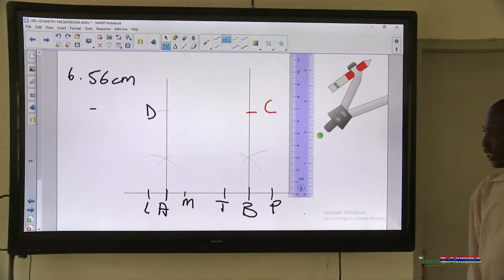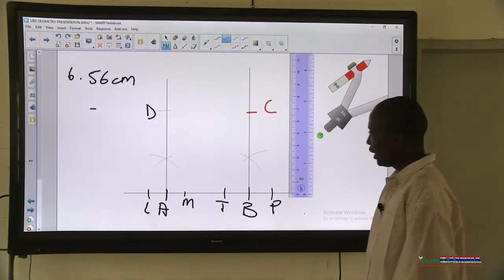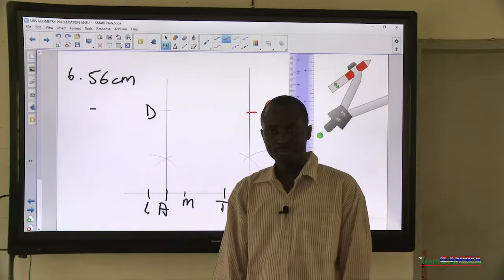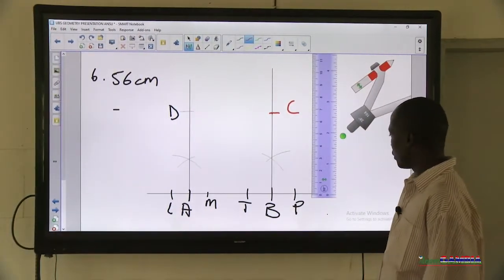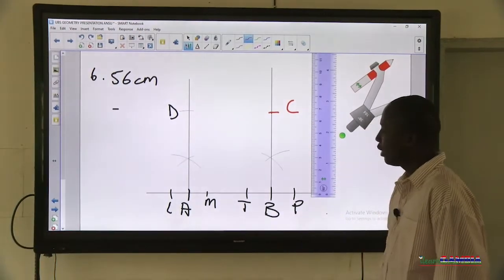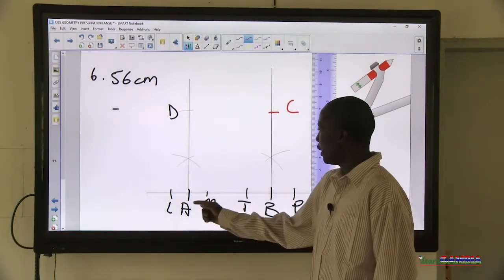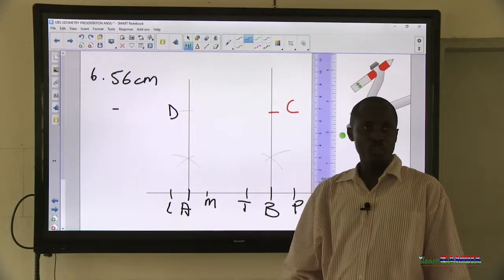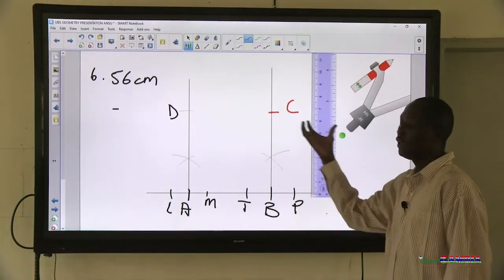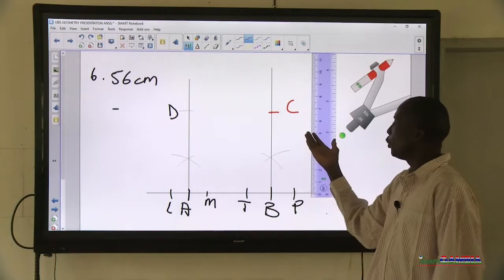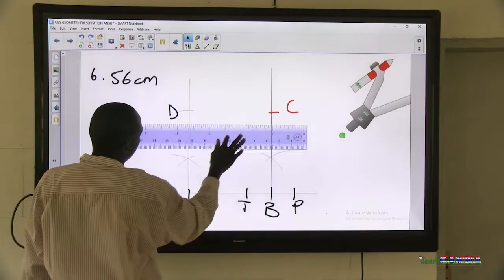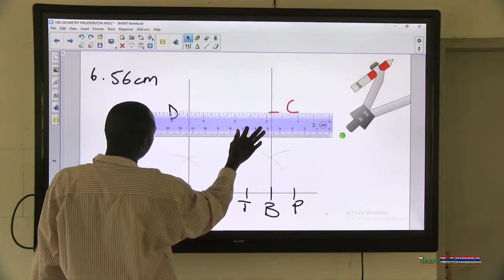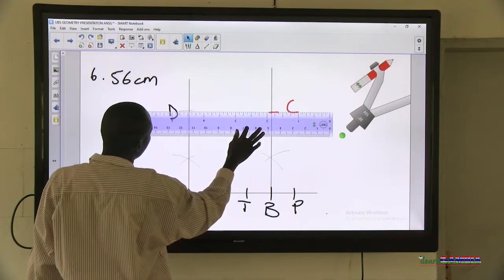Now, you can see we've already got three sides of the square. We have got AB, we have got BC, and we have also got AD. To make it a square, we join the distance D to C to complete it. So, join C to D.